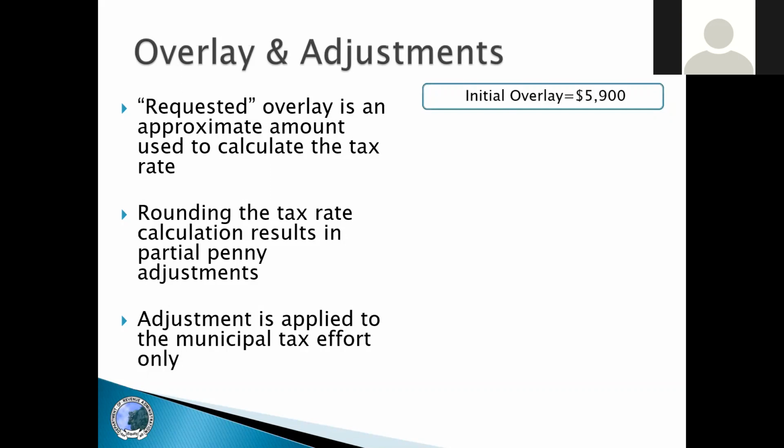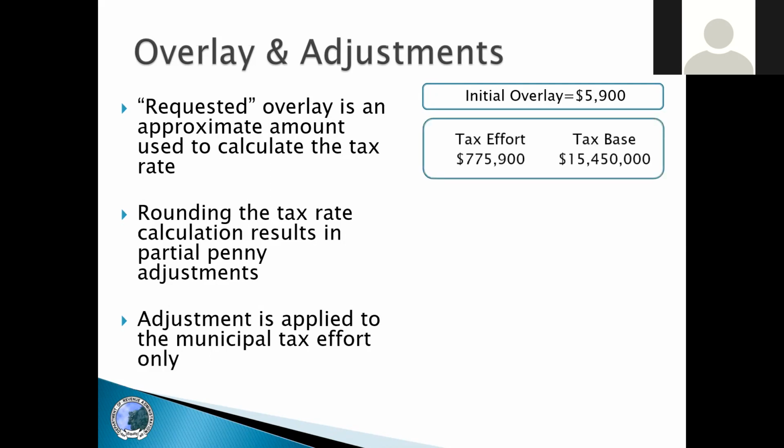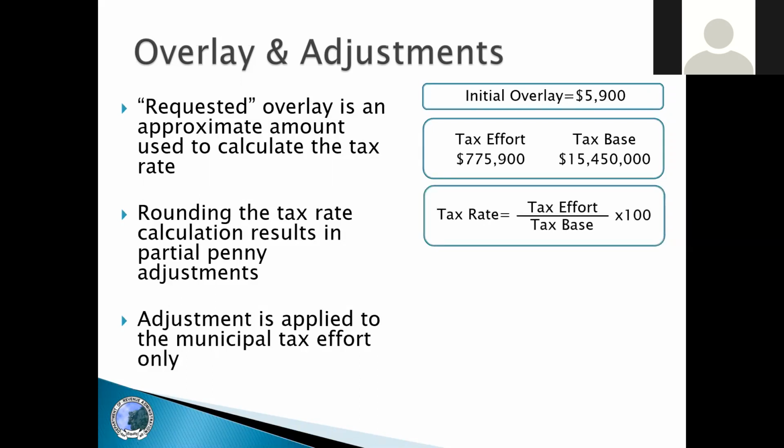So we're going to show a sample calculation here. Let's say we started with an initial overlay of $5,900. We have a tax effort of approximately $776,000 and a tax base of $15.45 million. So the tax rate calculation is very simple. We just take the tax effort and divide it by the tax base and multiply it by 100. If we follow this calculation out, we would get a tax rate of $5.022 right here. But of course, we can't get fractional pennies, so we would round this rate down. It would be $5.02.